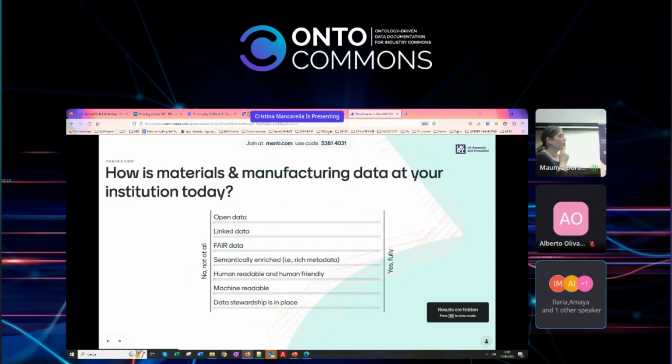And then we would like to ask you about how your data is today. So this is to assess the situation, what is the practice really? Your materials and manufacturing data at your institution today, is it open? You have a slider, you can say how open, linked, FAIR, semantically enriched, human readable, human friendly, machine readable it is, and whether data stewardship is in place. We try to assess different dimensions about maturity and uptake of FAIR principles, when it comes to the materials and research and manufacturing data.